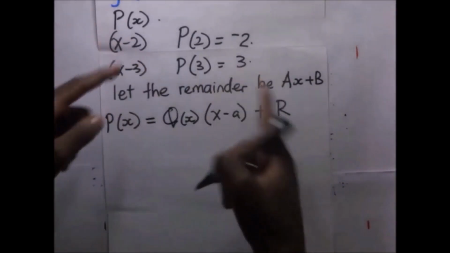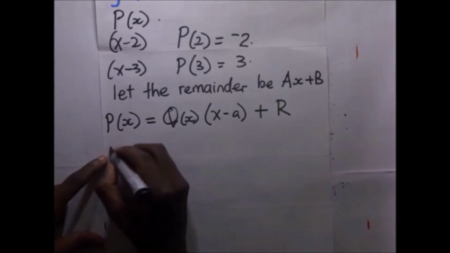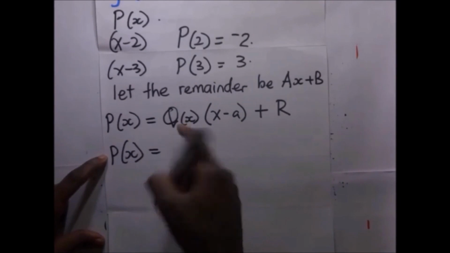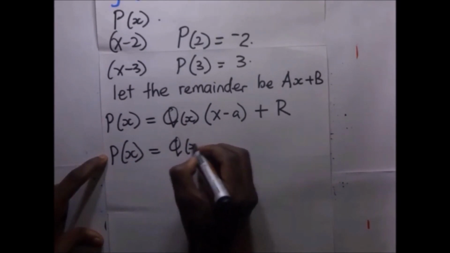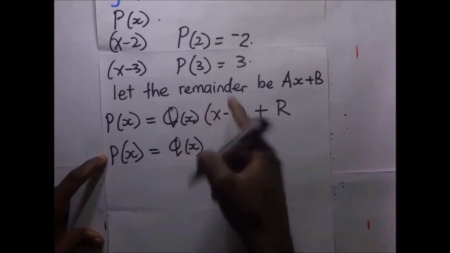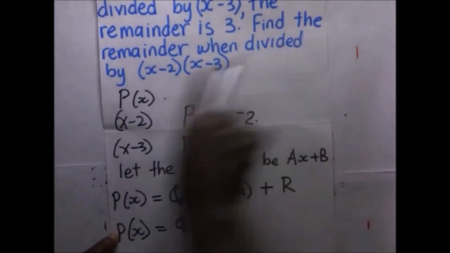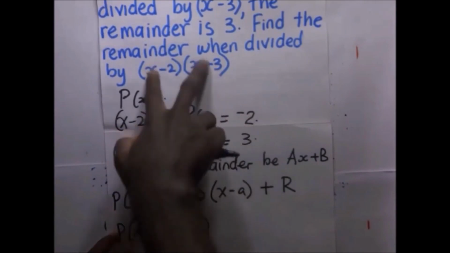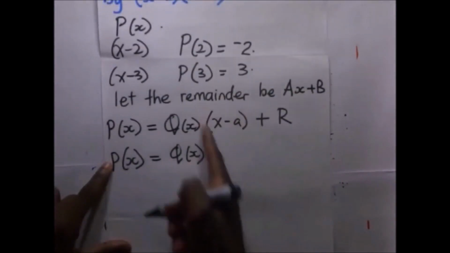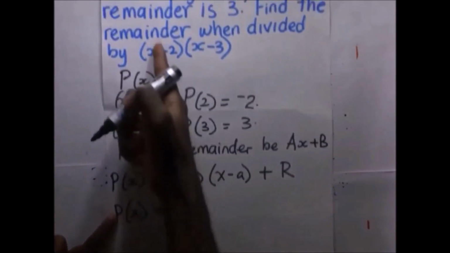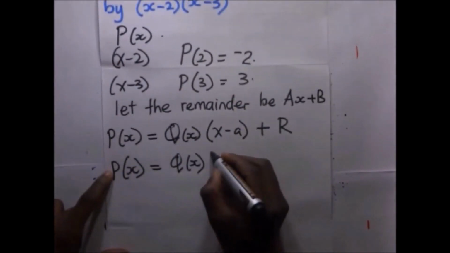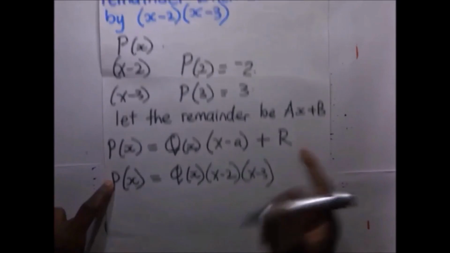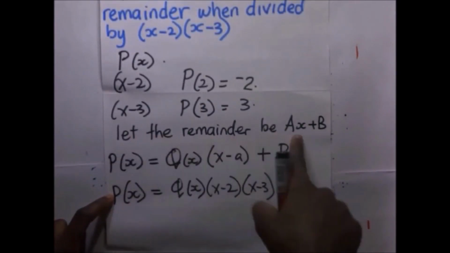Now in this particular case, our polynomial p of x is going to be equal to the quotient times the divisor. They're asking us to find the remainder when it is divided by x minus 2 and x minus 3. So for the divisor part, it's going to be x minus 2 into x minus 3, plus our remainder. Let our remainder be ax plus b.